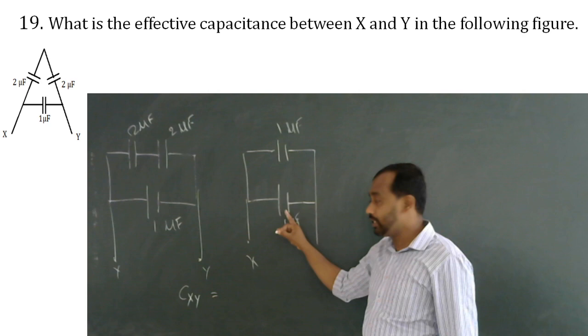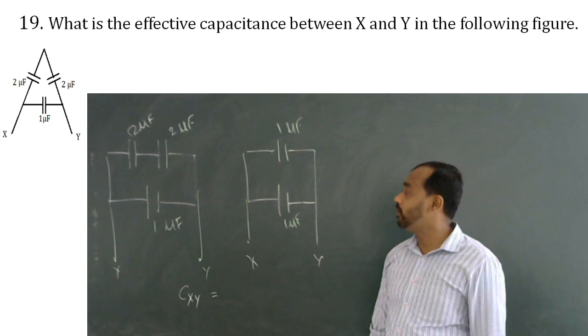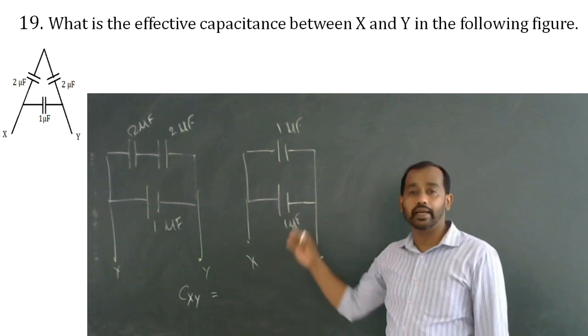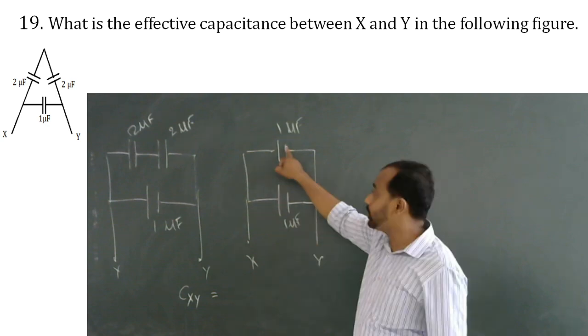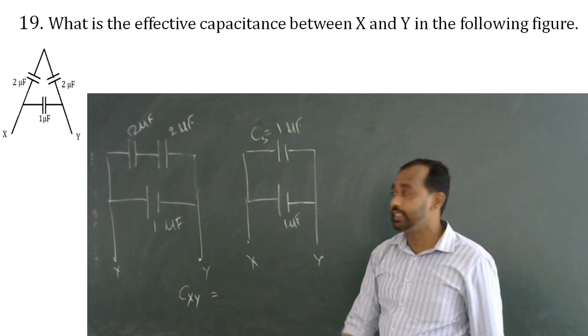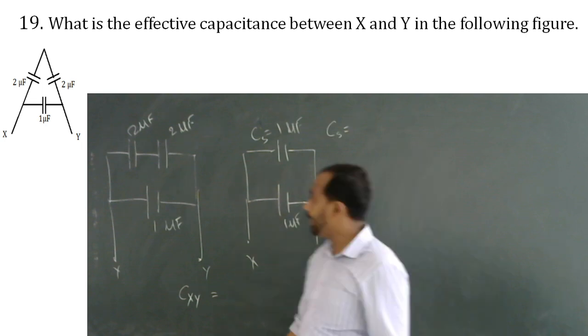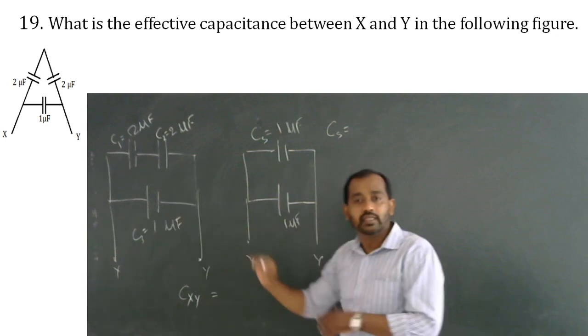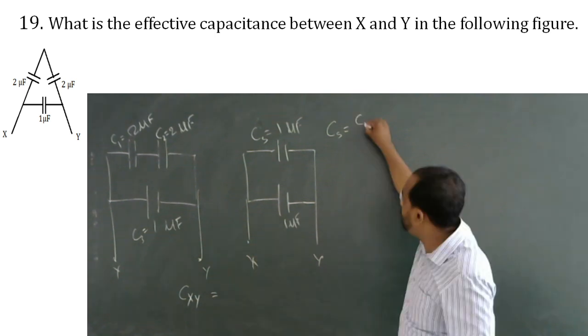Since the questions were objective type, we can directly write it. Otherwise, we have to redraw the diagram and write this value, which will be represented as C dash, or since they are in series, they will be represented as CS. The value of CS, we should write the formula. I will represent it as C1, this as C2, and the third one as C3. So CS will be equal to the series combination of C1 and C2.